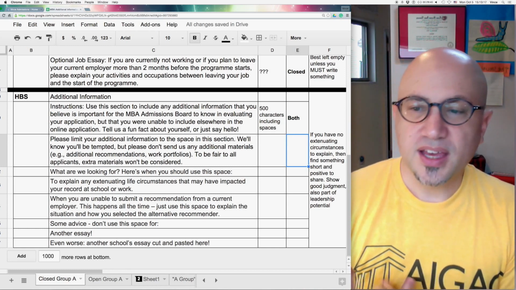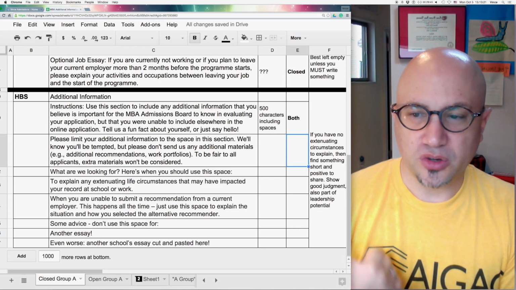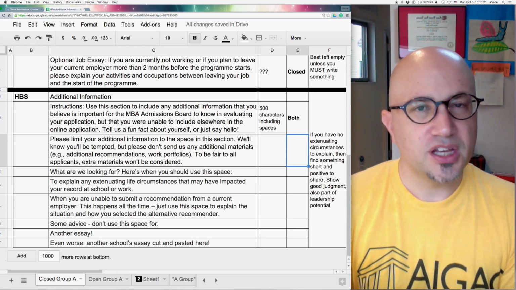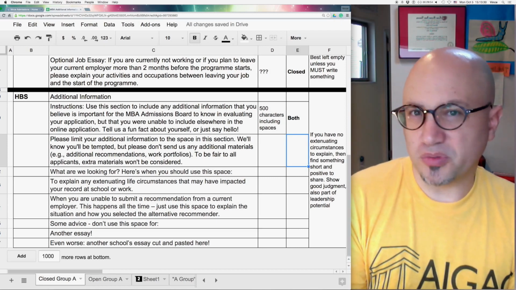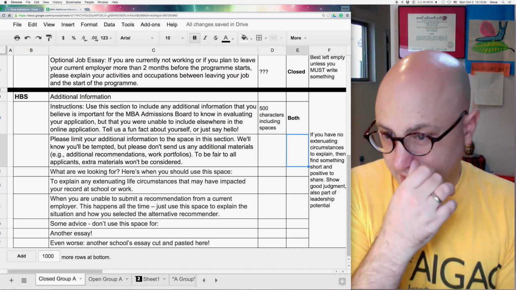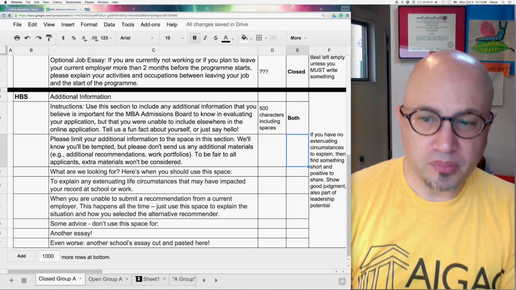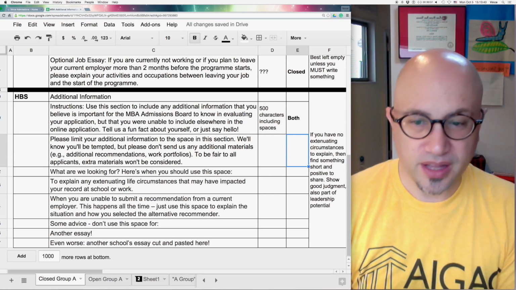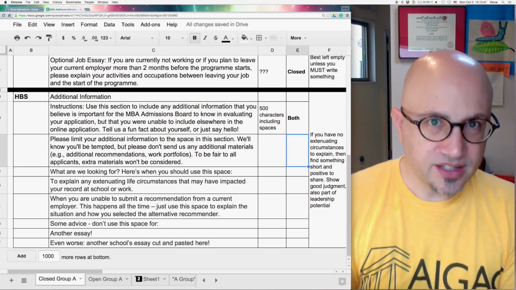You should use it about, again, extenuating life circumstances that may have impacted your record at school or at work, like Stanford, same language. Academic performance was limited for a certain reason, tell us why. Work performance was limited, or there's a gap in your employment for some reason, tell us why. And then when you're unable to submit a recommendation from a current employer, this happens all the time, just use the space to explain the situation and how you selected the alternative recommender. Very clear, very direct. So yes and yes there.